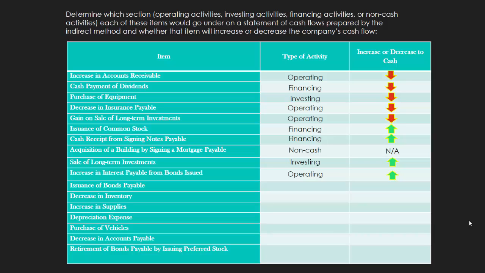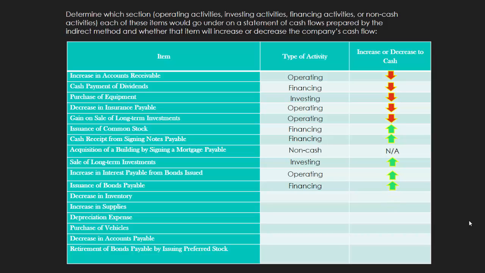We have the issuance of bonds payable. We sold bonds to the public to raise cash for our company. These bonds, I'm assuming in this case, are long-term debt, because most bonds are more than a year in length, and all long-term debt appears in the financing section. So we're going to issue these bonds payable, receive cash in exchange. Our cash flow is going to be going up.